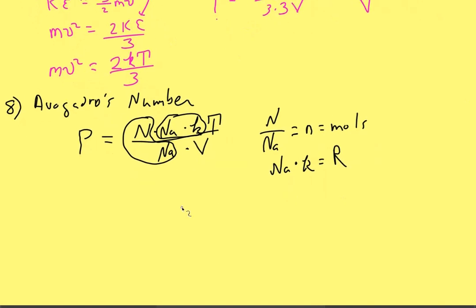Where that leaves us then, if we finish this up, is P is equal to, instead of N over NA, I'm going to use lowercase n. Instead of N times k, I'm going to use R. I'm going to keep the T. I'm going to keep the V. And son of a gun, we have found the ideal gas law, PV equals nRT.